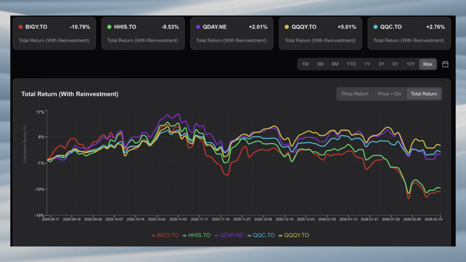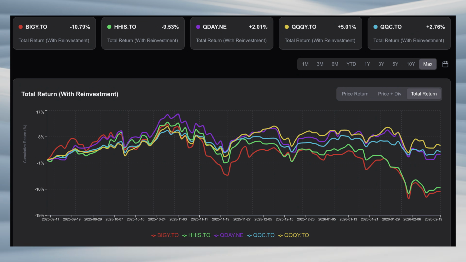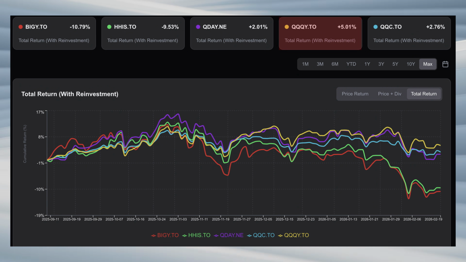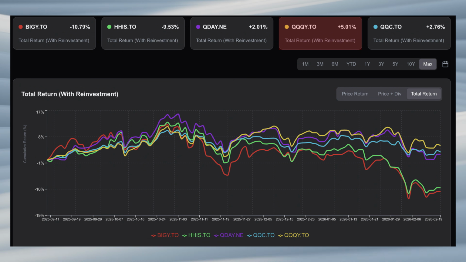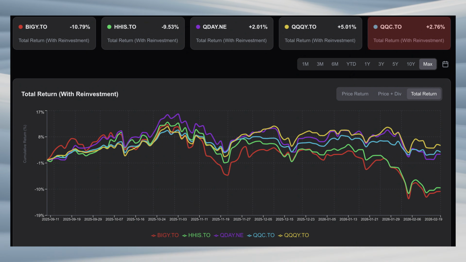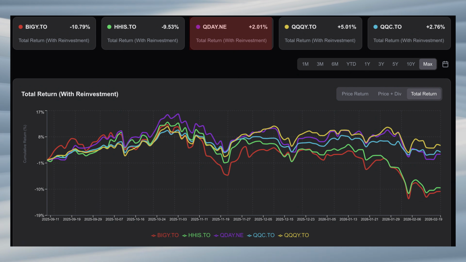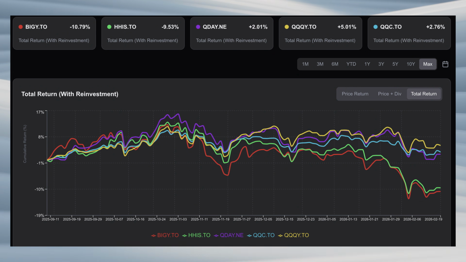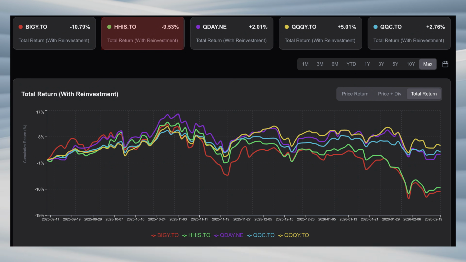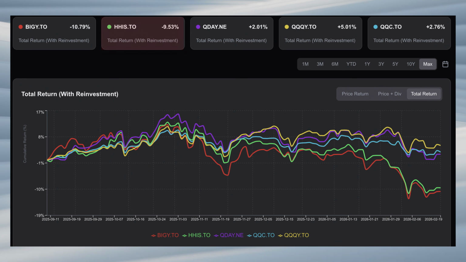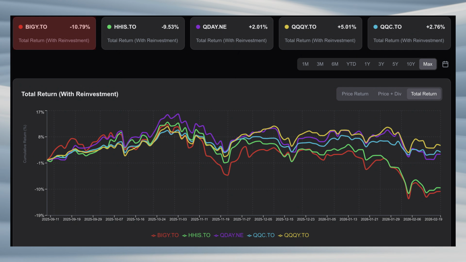As of February 19, 2026, with DRIP included, QQQY has a total return of 5.01%, QQC is at 2.76%, and QDAY is at 2.01%. In contrast, the two funds at the bottom are still sitting in deep negative territory. HHIS is at -9.53%, and BIGY is down at -10.79%.